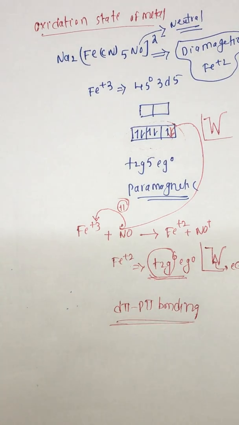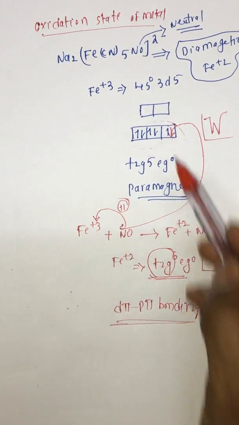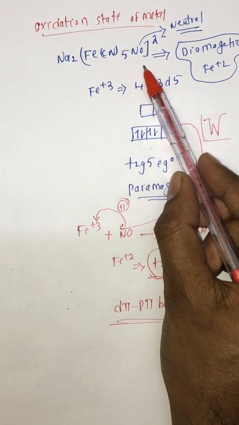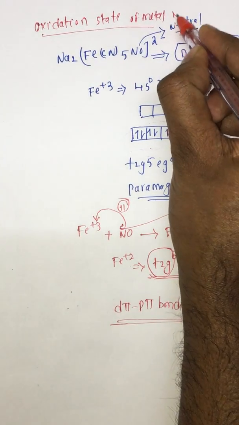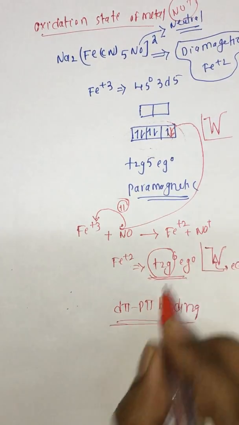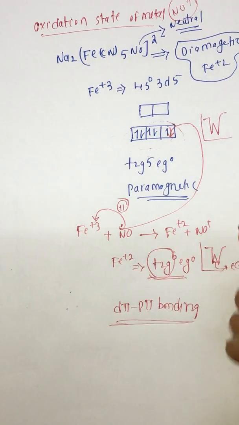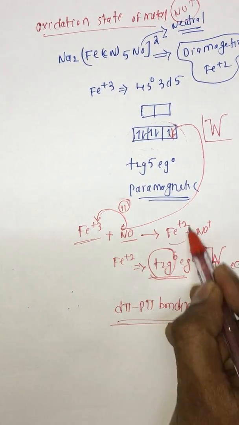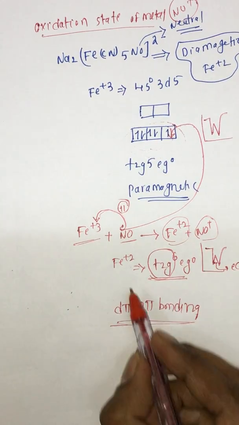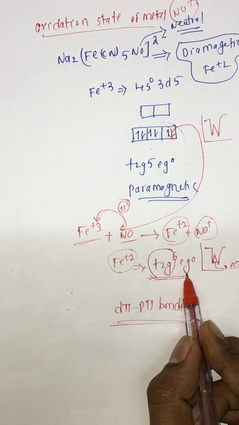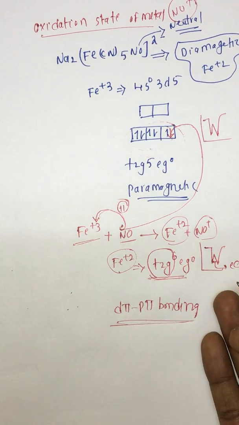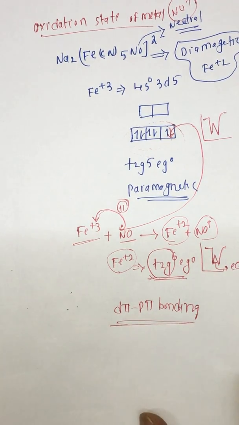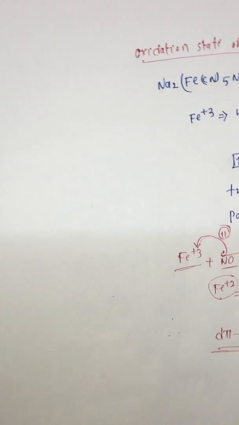So from here we can understand that the NO present in sodium nitroprusside is NO plus. It is present as NO plus, not as a neutral NO, because an electron is transferred from NO to Fe plus 3. Then it becomes Fe plus 2 and NO plus. Now Fe plus 2 has t2g6 and eg0, so it becomes diamagnetic in nature. So this can be explained by Mossbauer spectroscopy.